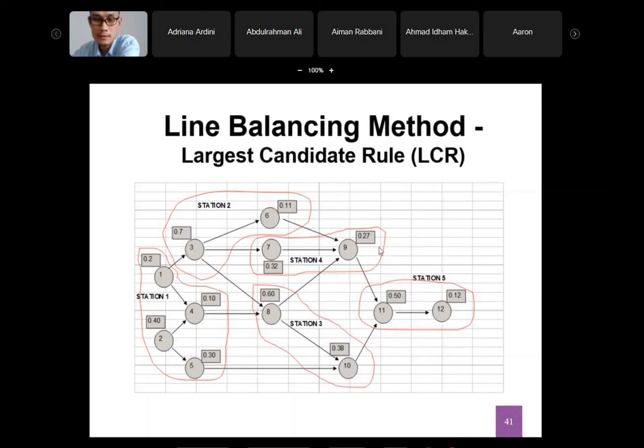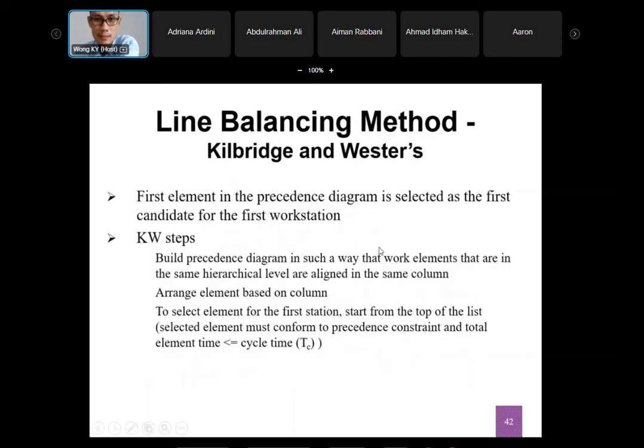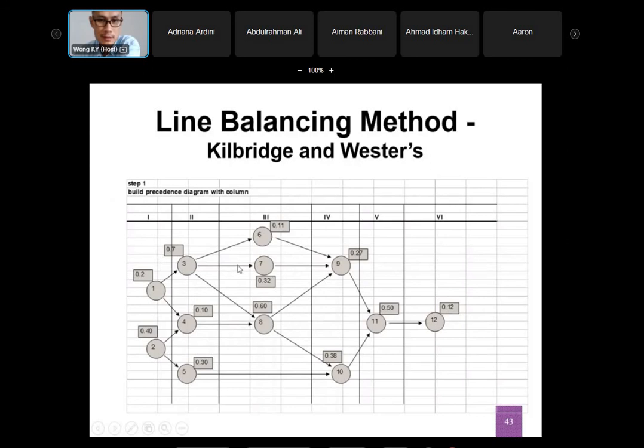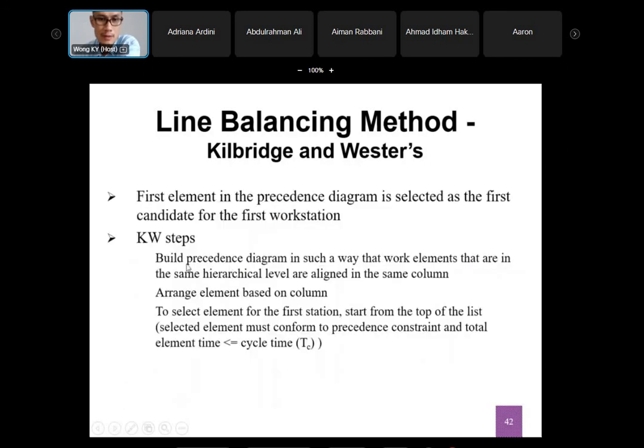Okay, if no, then move on to the second method. Second method is called Kilbridge and Wester. Okay, Kilbridge and Wester is also like largest candidate rule, but then you have to do this first. You have to group the work elements into different hierarchical levels in the precedence diagram. So build a precedence diagram in such a way that work elements that are in the same hierarchical level are aligned to the same column.